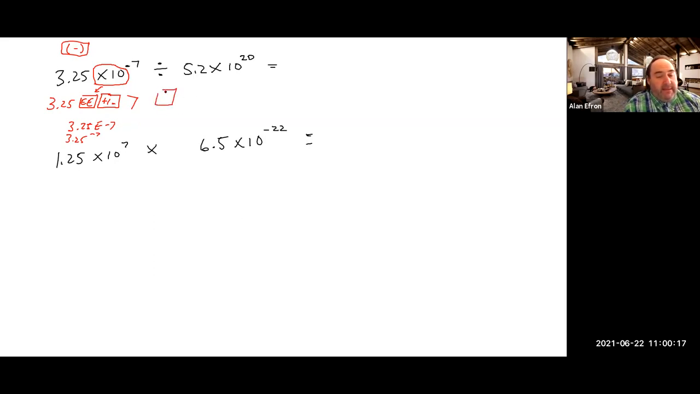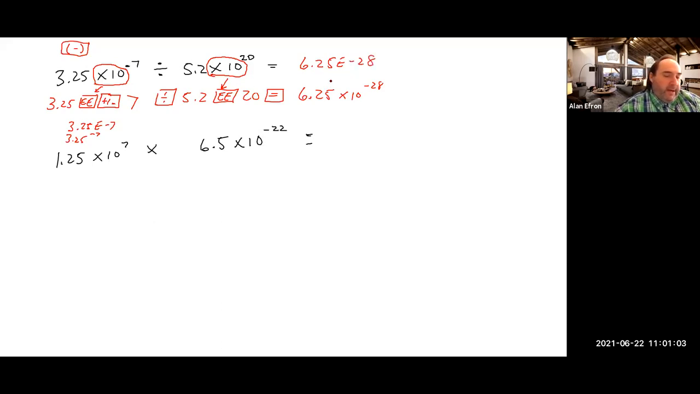I obviously would then hit the divide button and punch the next number in the same way, 5.2. Again, my exponent button, and in this case, it's a positive exponent. When I hit that exponent button, taking care of that part of the number, I would just hit 20 and then hit the equal sign. And if I do all that, I end up with a number on my calculator of 6.25. And you don't want to forget the exponent part, times 10 to the minus 28. On my calculator, it displays it like this.